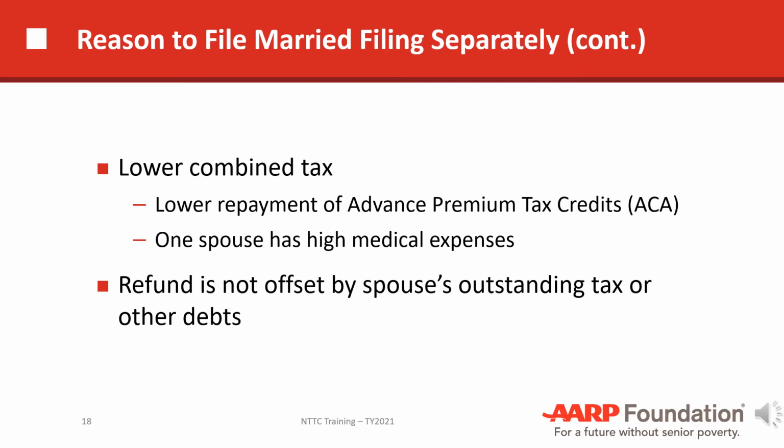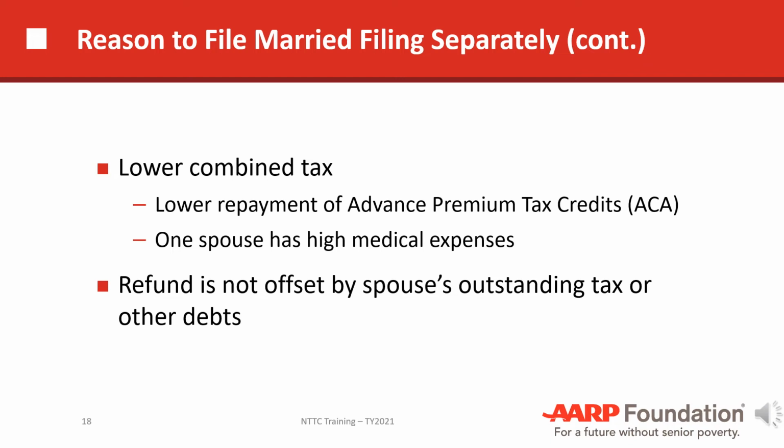And sometimes there's a lower combined tax because one spouse has high medical expenses, and those high medical expenses end up benefiting that one spouse more than the expenses would benefit the couple on a joint return.